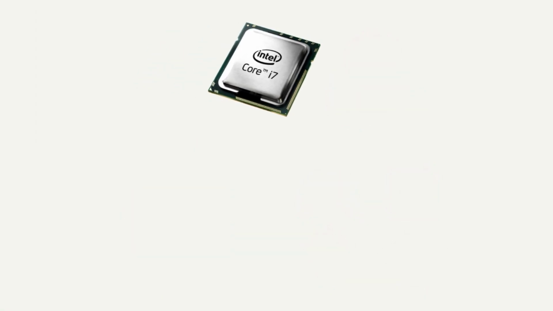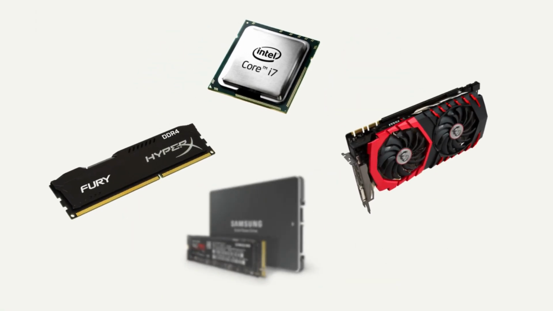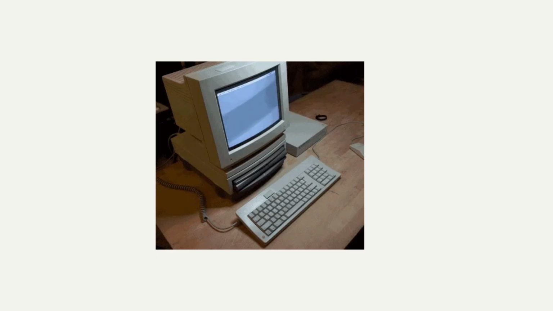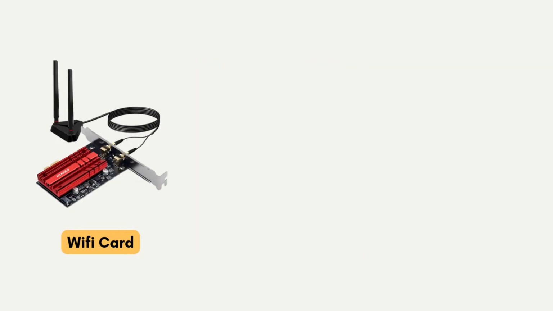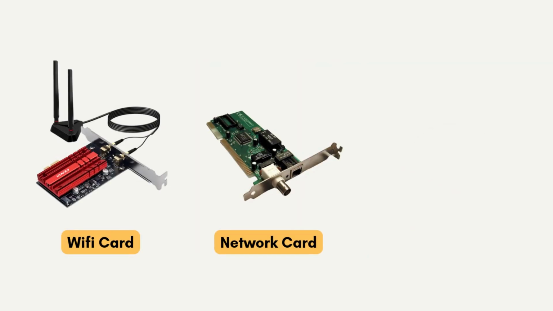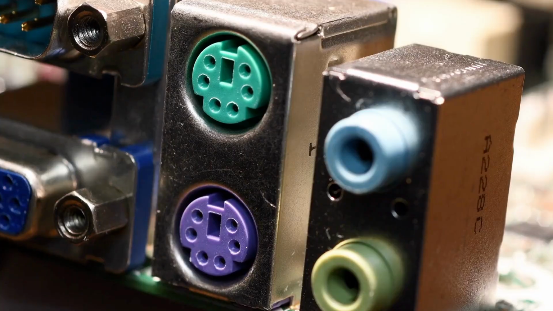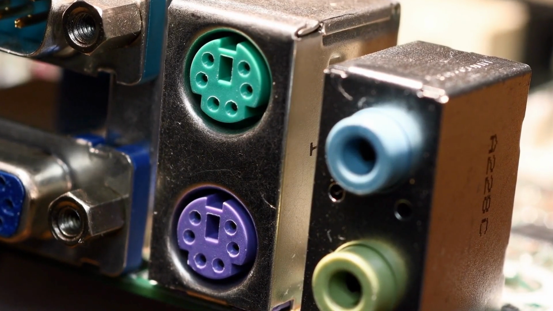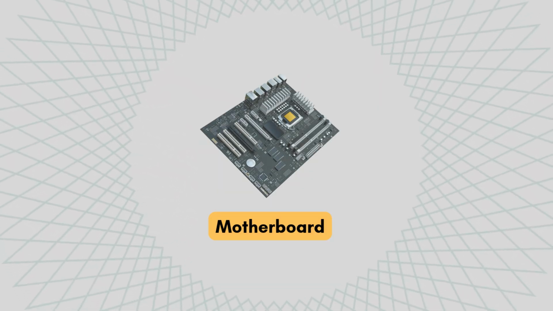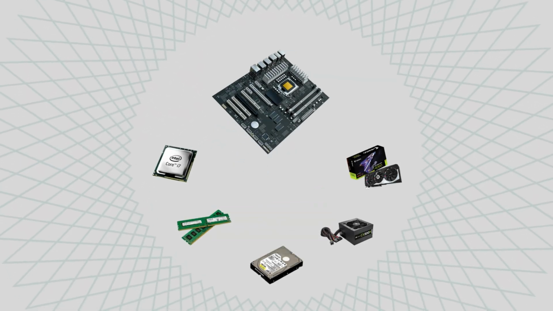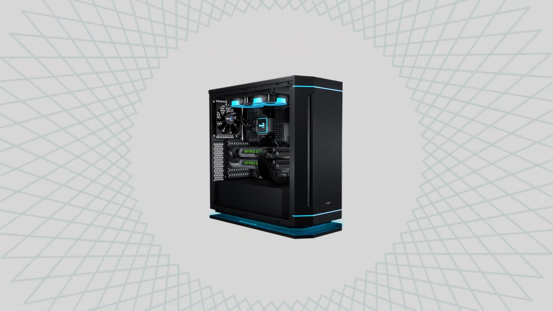Besides the CPU, GPU, RAM, and storage, there are also other components. For example, older computers often needed separate cards for things like Wi-Fi, network cards, or sound. But today, most of these are already built directly into the motherboard. And that brings us back to the motherboard itself. It's the central place where all of these components come together to form the complete computer system.